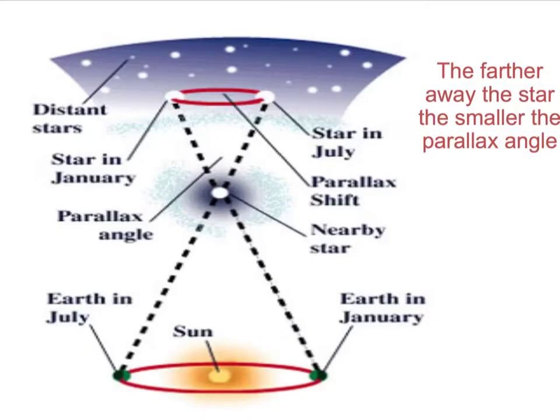So if we look at a star that we see here, and we look at it from this position, we could get an angle like this. And if we look at it here, say this is January, over here being July, then we get this. So we can see an apparent shift, and astronomers can measure that shift, and this is what the parallax angle is: the difference between the two.